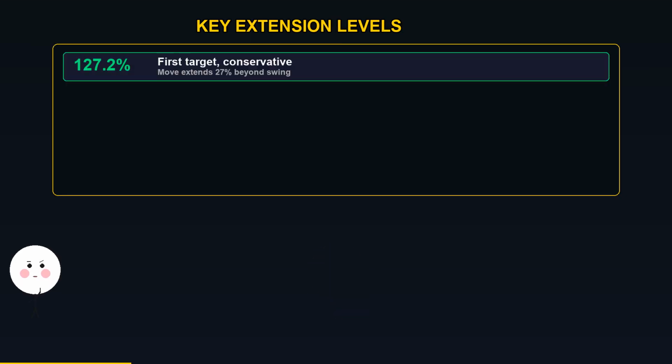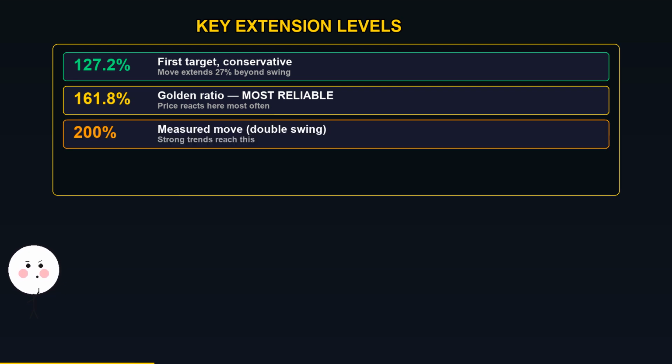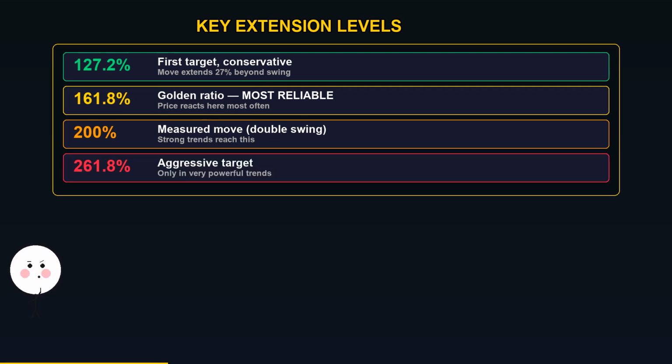The key Fibonacci extension levels. 127.2%. This is the first and most conservative target. The move extends 27% beyond the original swing. 161.8%. The golden ratio. This is the most important extension level. Price reacts here more often than any other level.